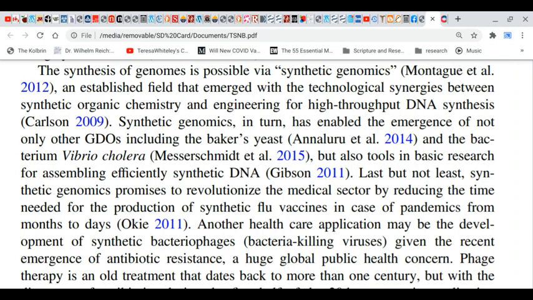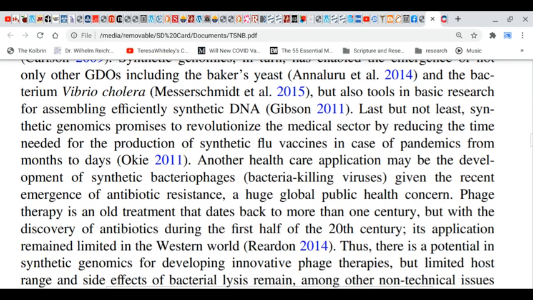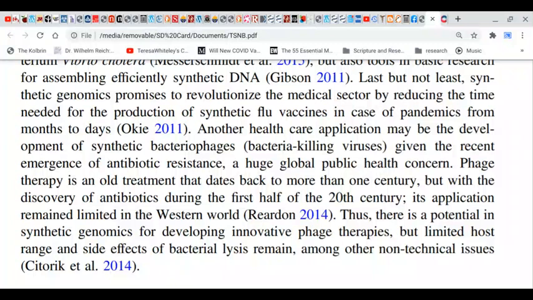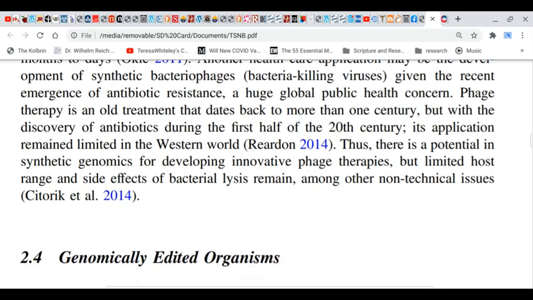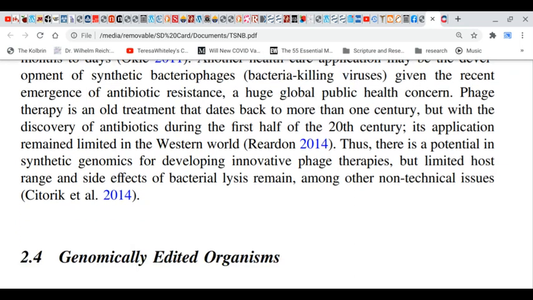Another healthcare application may be the development of synthetic bacteriophages, bacteria-killing viruses, given the recent emergence of antibiotic resistance, a huge global public health concern. Phage therapy is an old treatment that dates back more than 1 century, but with the discovery of antibiotics during the first half of the 20th century, its application remained limited in the Western world. Thus, there is potential in synthetic genomics for developing innovative phage therapies, but limited host range and side effects of bacterial lysis remain, among other non-technical issues.